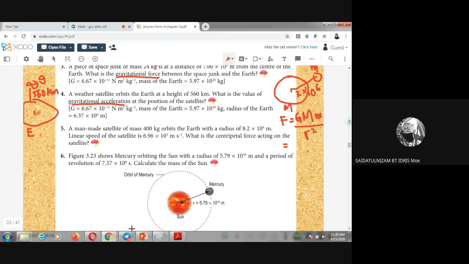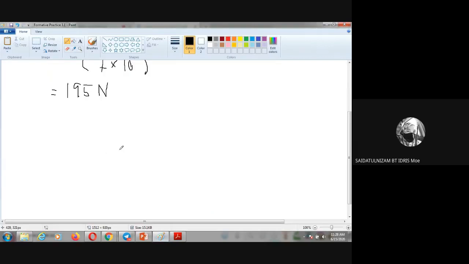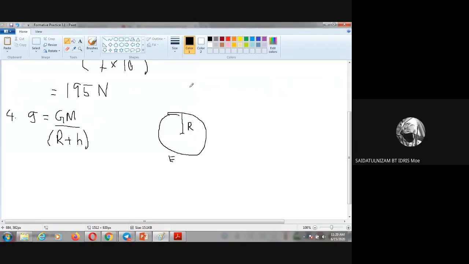So for number 4, what formula will you actually use? Gravitational acceleration, right? So the formula is g equals GM over the radius of Earth plus the height of the satellite. Like before, this is the Earth. We know the Earth has a radius R, right? Say this is a satellite. This is its distance, H, its height. We already know the height, this H. So just substitute.